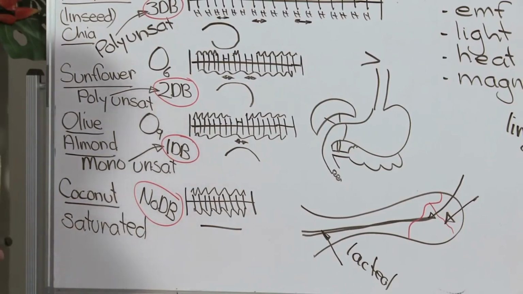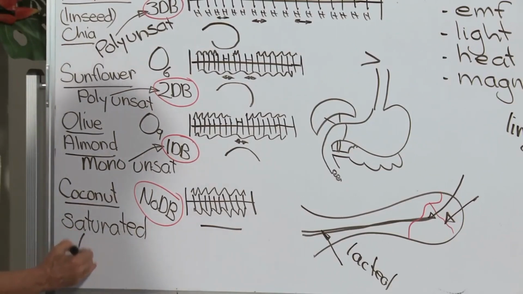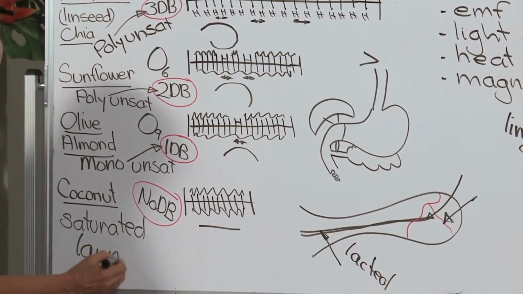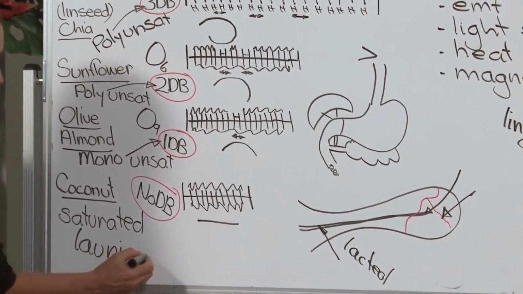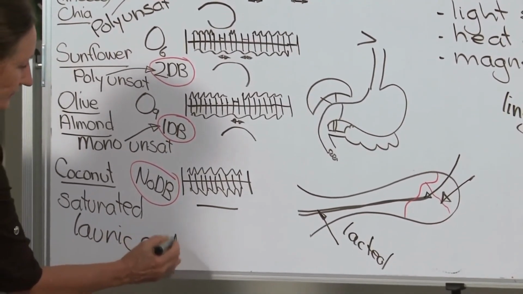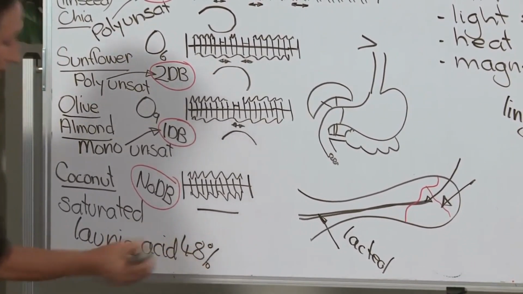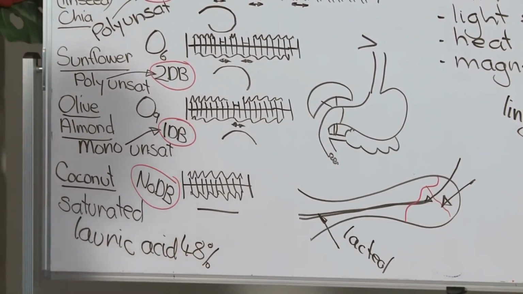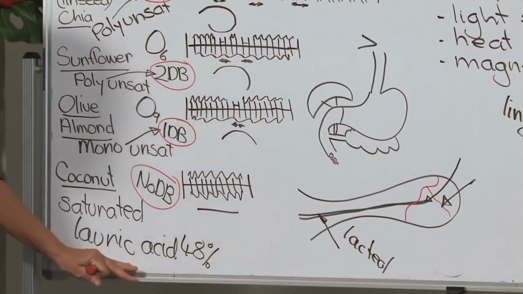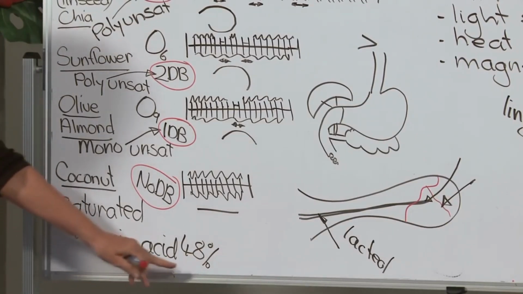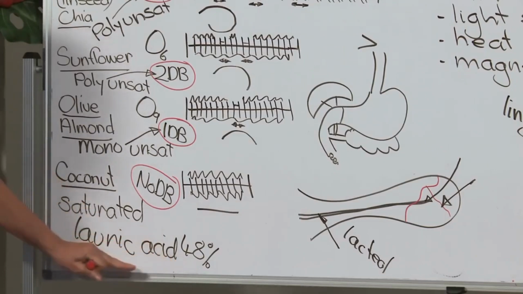Coconut has a few fatty acids. One is lauric acid. And lauric acid is found in coconut, 48%. There's only one other food that has lauric acid. It's a strong antimicrobial fatty acid. Butter has 2%. That's the only other food that has it. Actually, breast milk has it too.